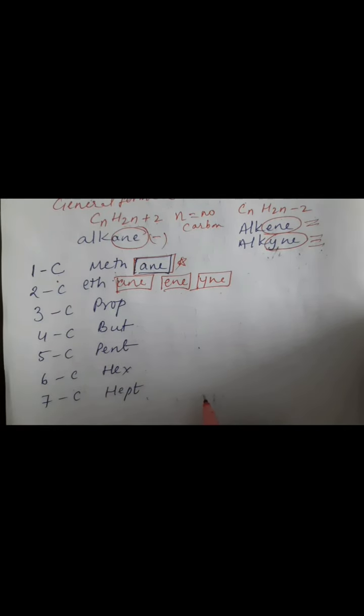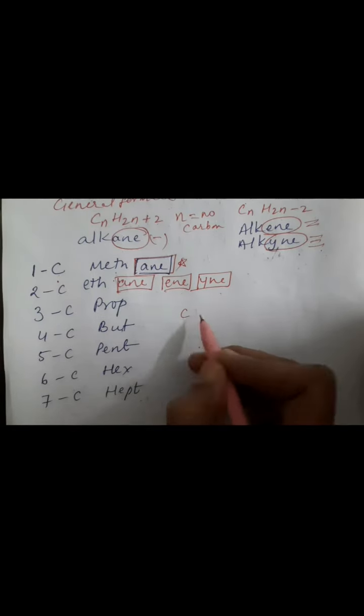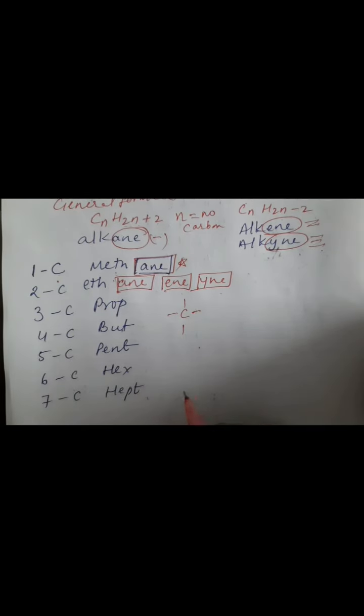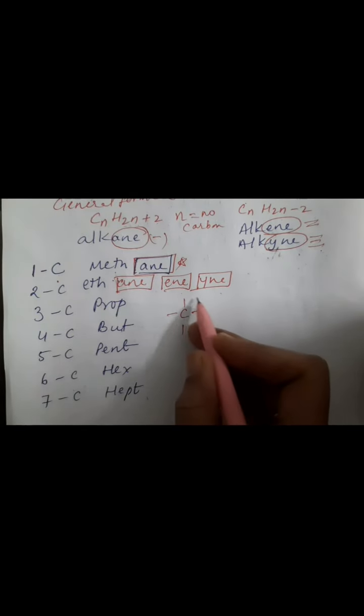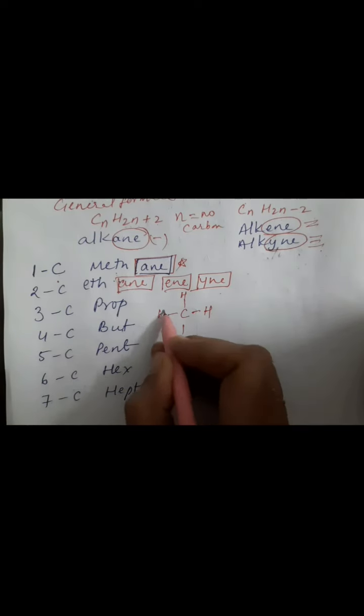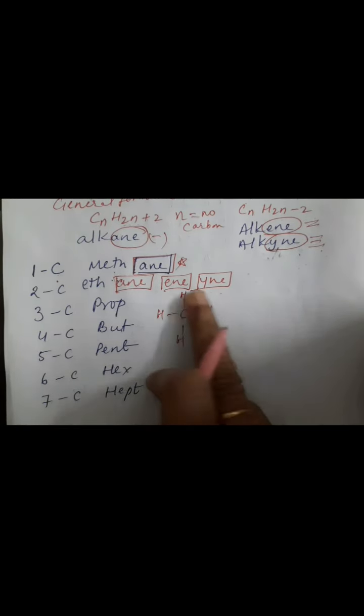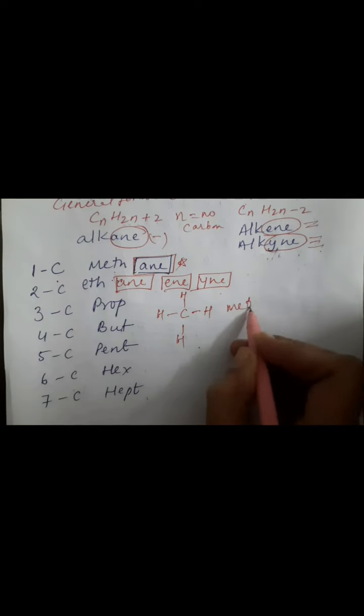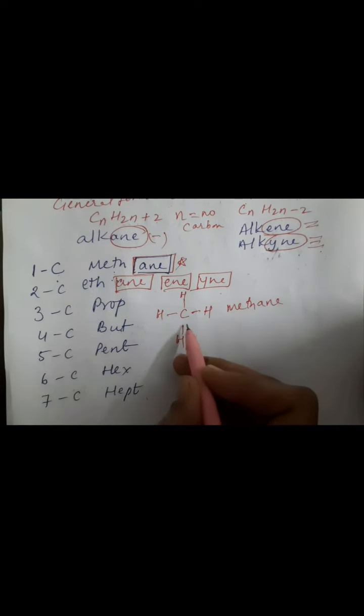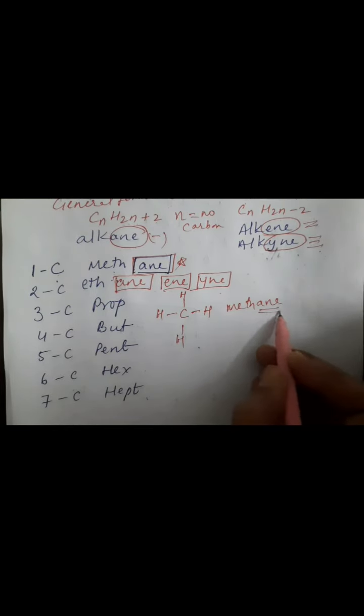Now coming to the structure, how we are going to write them. If it is methane, we need to remember that carbon has valency 4. So we need to satisfy its 4 valency. We satisfy it with hydrogen, as they are hydrocarbons, and we call it meth, depending on carbon, and as all single bonds are there, ane.